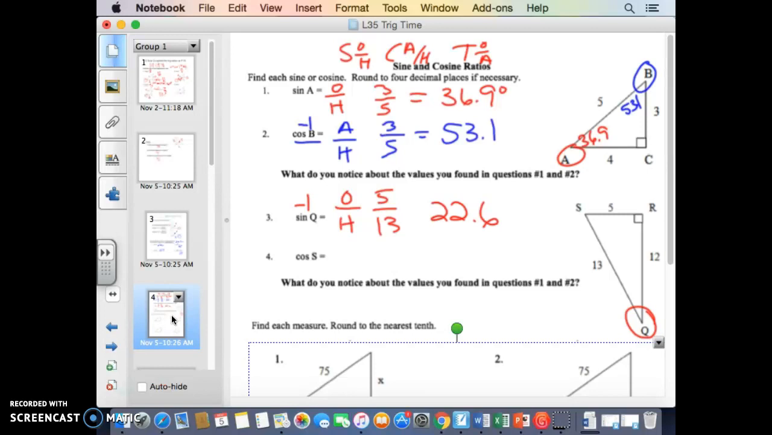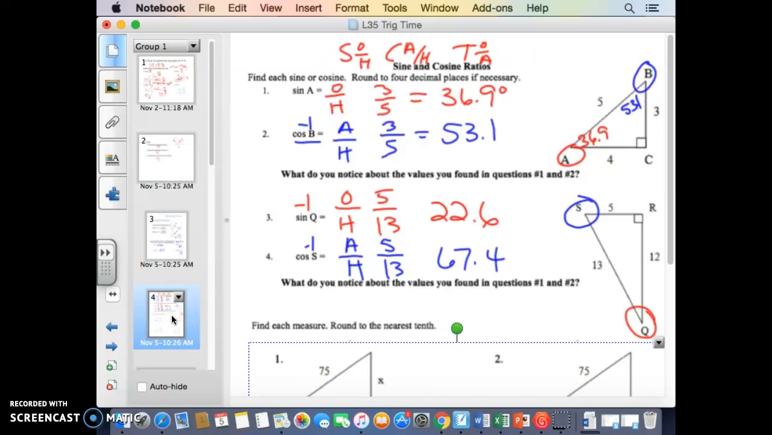Finally, we're looking at the cosine of S. So I'm looking from S. Cosine, again, is adjacent over hypotenuse. So the adjacent side is 5, and the hypotenuse is 13. Again, the ratios are the same, but you're going to notice different angle measures. If I hit second cosine, 5 divided by 13, close my parentheses, you get 67.4. And when you add these two angles together, they should equal 90 degrees, and they do.